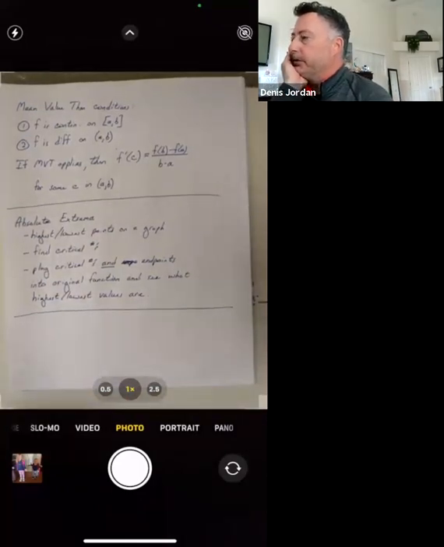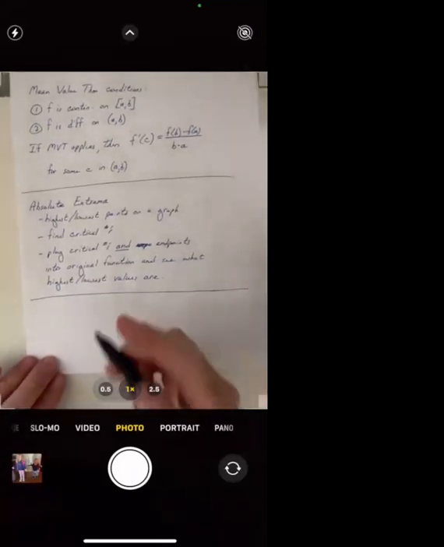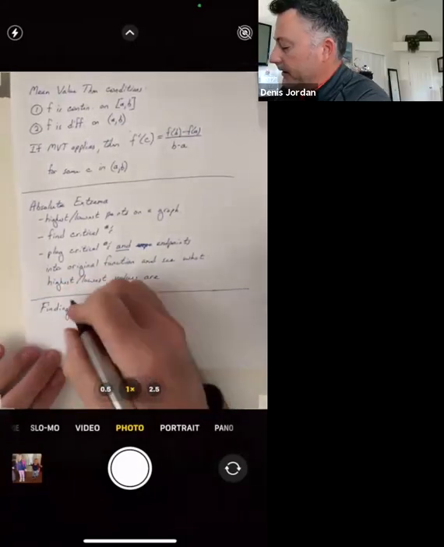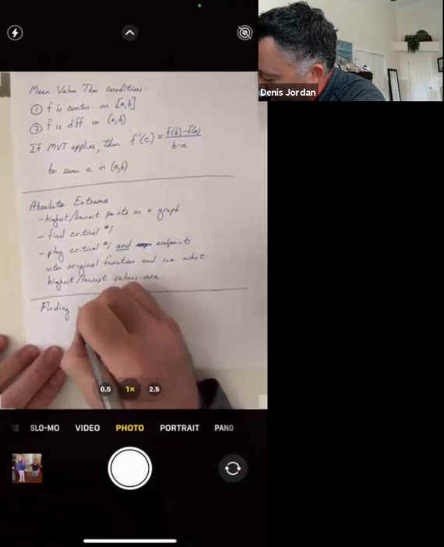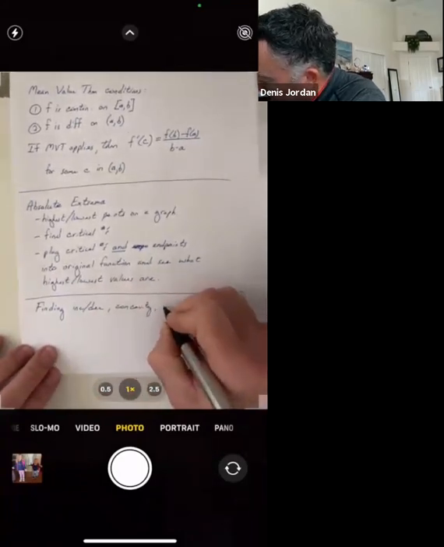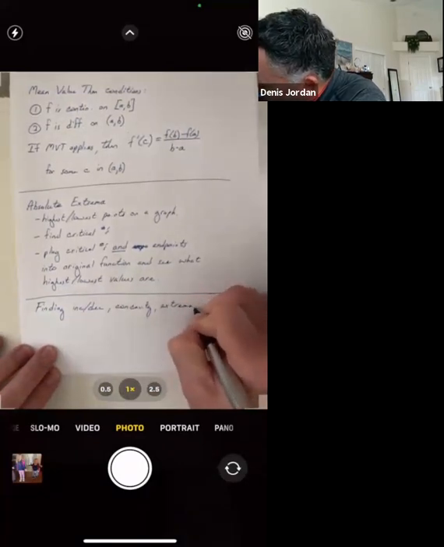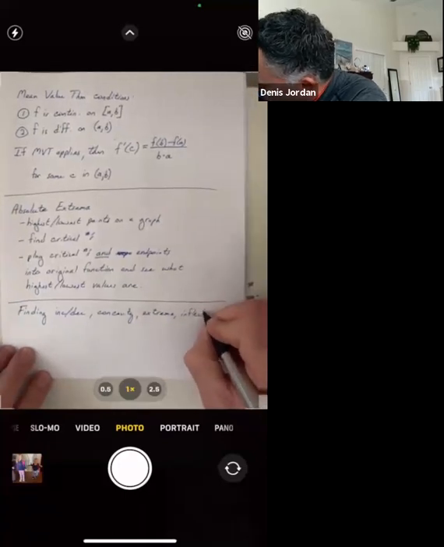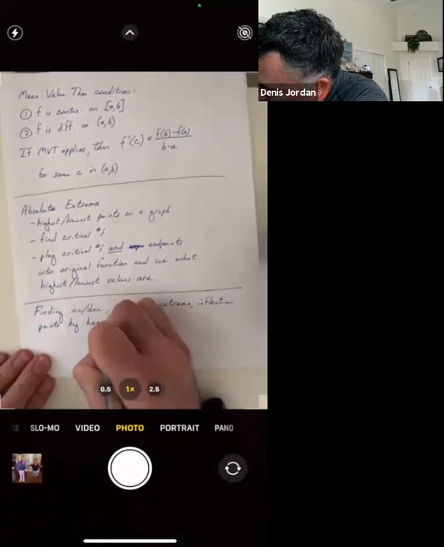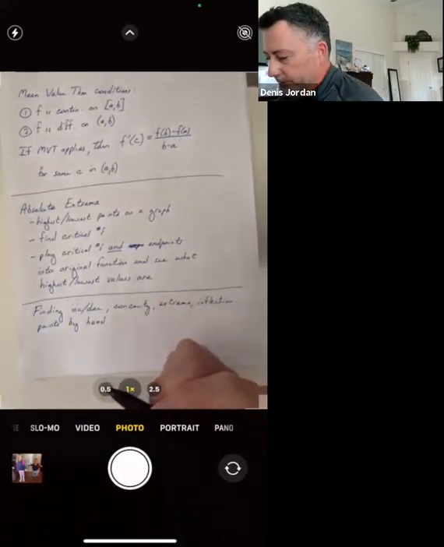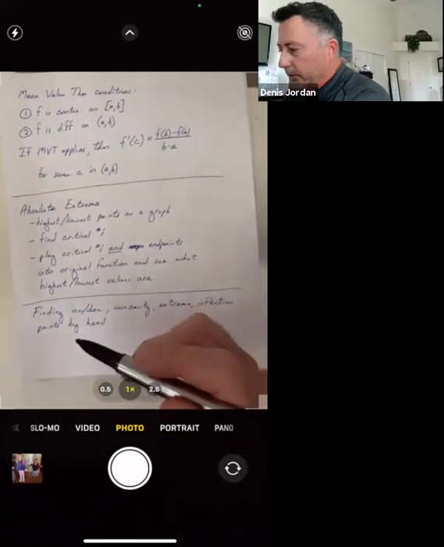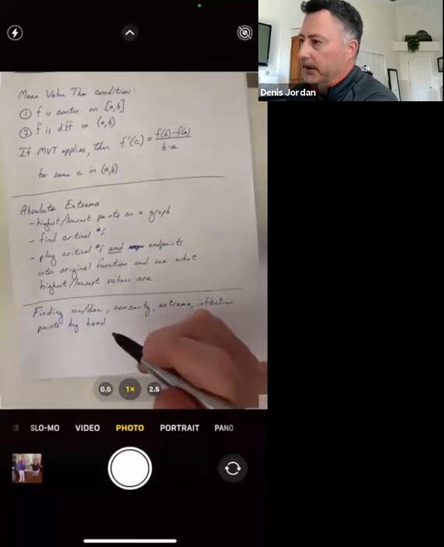Let me talk about one other thing real quick: finding increasing, decreasing, concavity, extrema, and inflection points by hand. You're given a function like f of x equals sine or f of x equals x squared plus 2, something like that. This is where you actually have to find the derivatives, set them equal to 0, and go through all the sign charts. I need to see all of that.